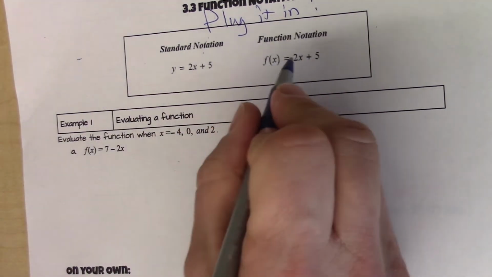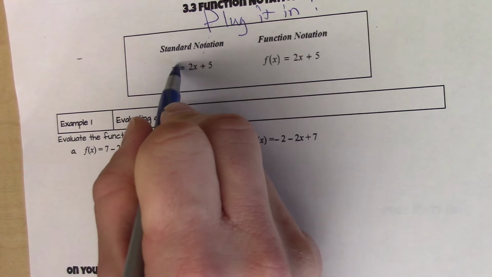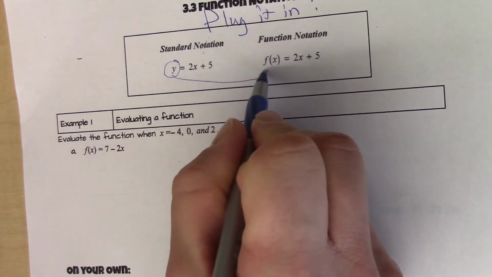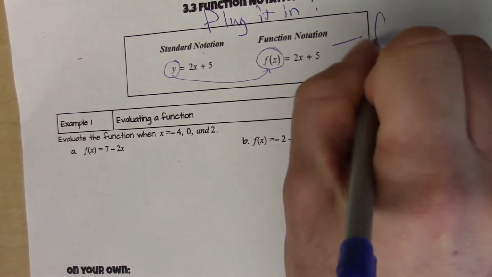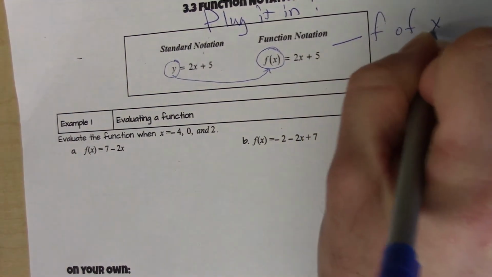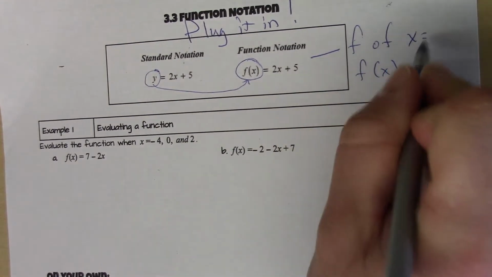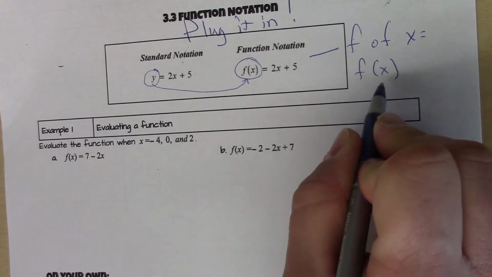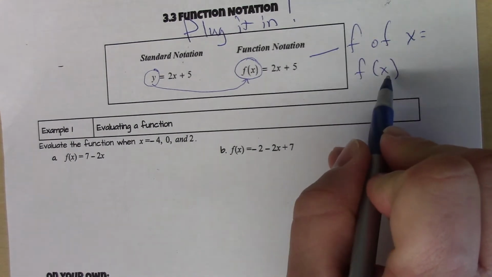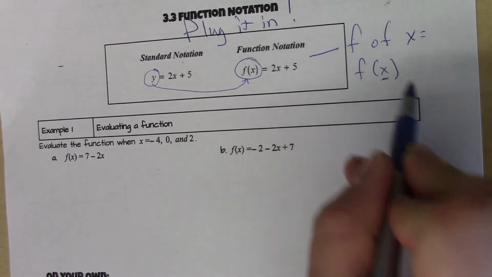notation. Function notation is the same as what we're used to, y equals mx plus b, but just replacing y with this thing called f of x. This is pronounced f of x, right? They mean the same thing, okay? So f of x just means a function of x, which really just means go plug in whatever the x value they're giving you.